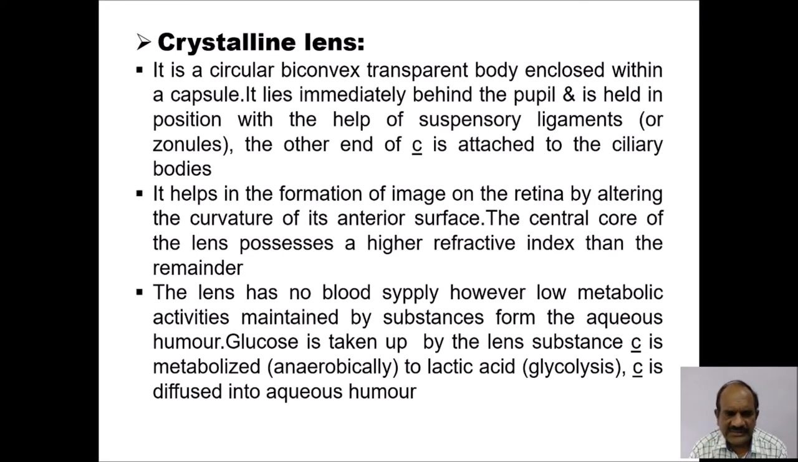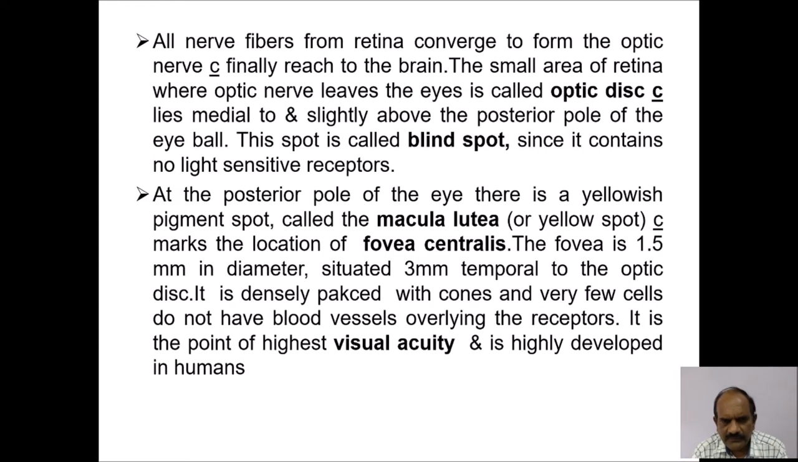The very important thing is that the lens has no blood supply. However, low metabolic activities are maintained by substances from the aqueous humor. Glucose is taken by the lens substance, which is metabolized anaerobically to lactic acid by the process of glycolysis, which is diffused into aqueous humor.